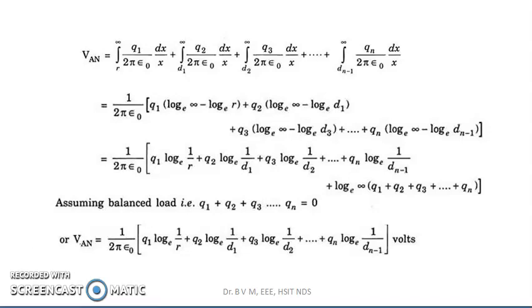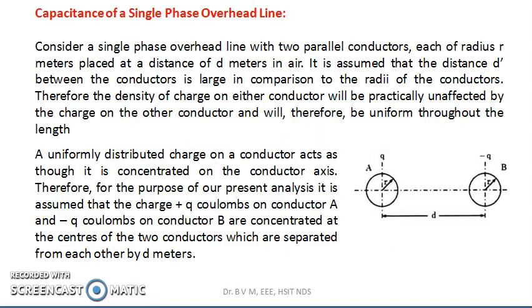With this, we will now calculate the capacitance of a single phase overhead line. We have two conductors having the same diameter d, or same radius r.